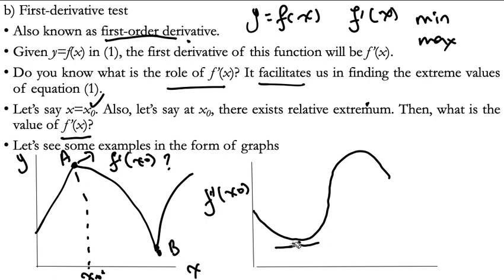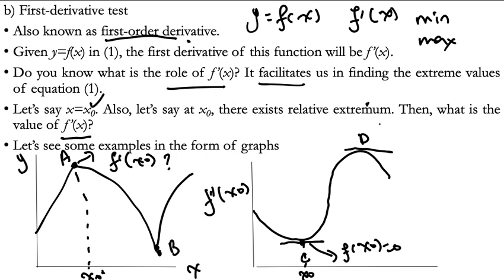Let me draw it properly. We have a minimum point here. Let's call it point C. And we have another point here. Let's call it point D. Okay, at point C here, let's say x0 is here. Then you can see at this point, f prime x0 is actually 0, isn't it?